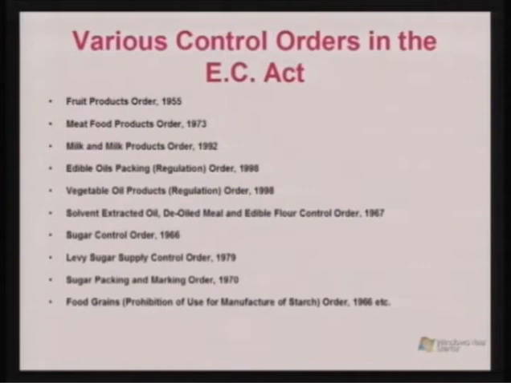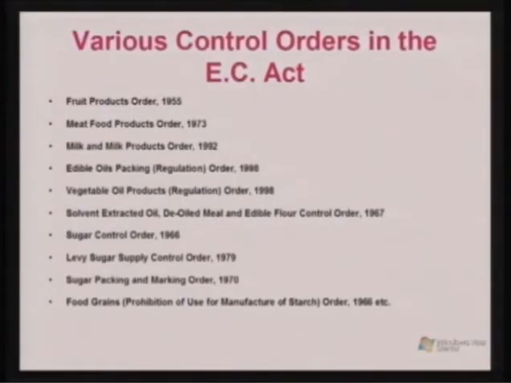So these are some of the clauses or sections which are the operative parts on how to implement and enforce the various provisions of the act or orders. Now coming to various control orders under the Essential Commodities Act. As I mentioned earlier, there are many commodities covered under the Essential Act, starting from food products to non-food products, which are essential in our day-to-day life. But I will concentrate my discussion on food products or foodstuffs.